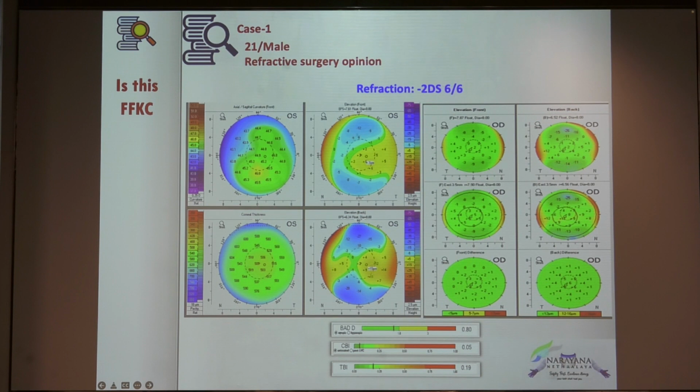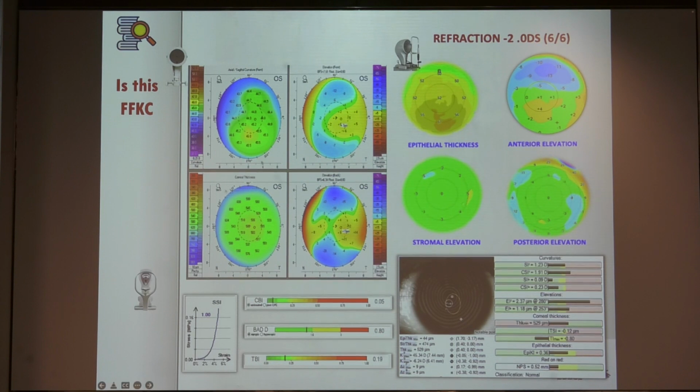This is a patient who came for refractive surgery, -2 dioptric spherical, no cylinder, 6/6 vision, BAD-D, CBI, TBI are absolutely within normal limits, and no posterior elevation. If you see the MS39, this is the epithelial thickness, anterior elevation, stromal elevation, and posterior elevation. There is a little bit of epithelial hyperplasia present in the inferior area. The superior region, which you see as the flat area here, is around 50 to 52, and the inferior region is 57. So there is a difference of 5 microns between the superior and the inferior zone. The published literature suggests that if there is a difference of 5 microns or more, that means there is an irregularity present.